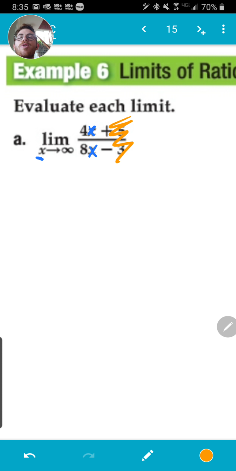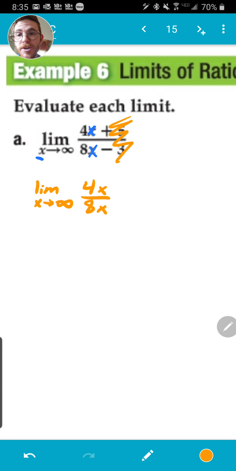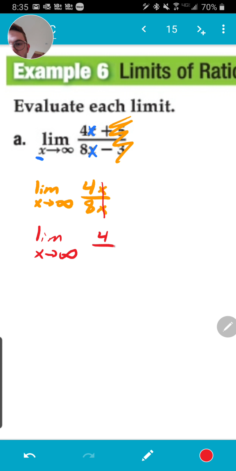And so once we get rid of those insignificant pieces right there, we have the limit as x approaches infinity of 4x over 8x. And that rational function right there, that can simplify. You can cancel out those x's, and we get 4 over 8. Four over 8 reduces to a half.